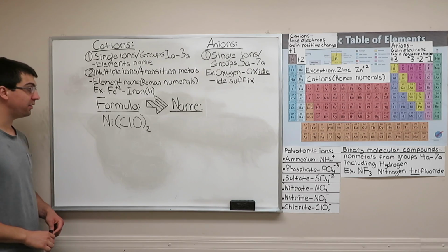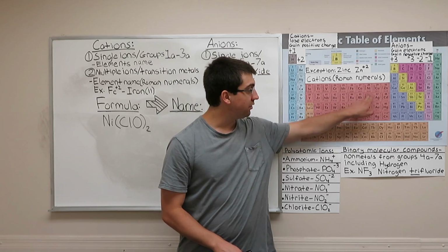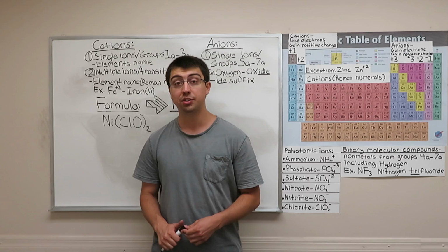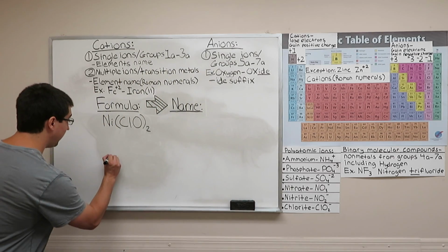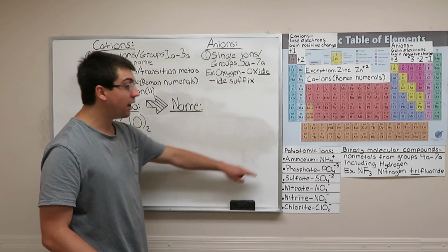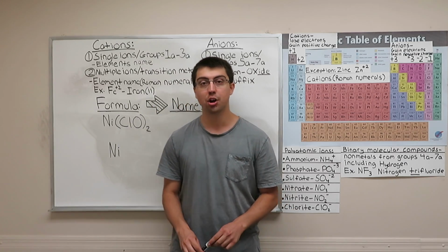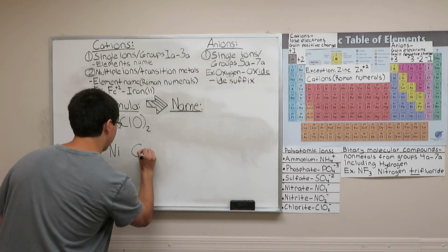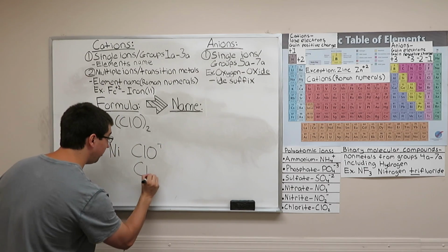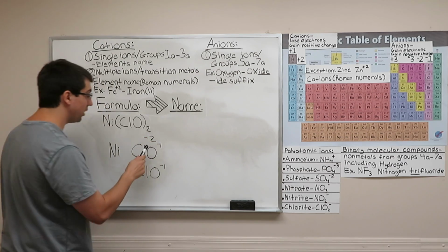Our formula is Ni(ClO)2. First, we need to write down each element's name. Ni is nickel. Nickel is a transition metal, and it carries multiple ions, so we need to work backwards to find out its charge. So I'm just going to write down its symbol here. We have ClO, which is a polyatomic ion. If we look at this list, ClO stands for chloride, and it carries a -1 charge. And we actually have two of them, so I'm going to write it down twice. So we have -1 plus -1 leaves an overall charge of -2.